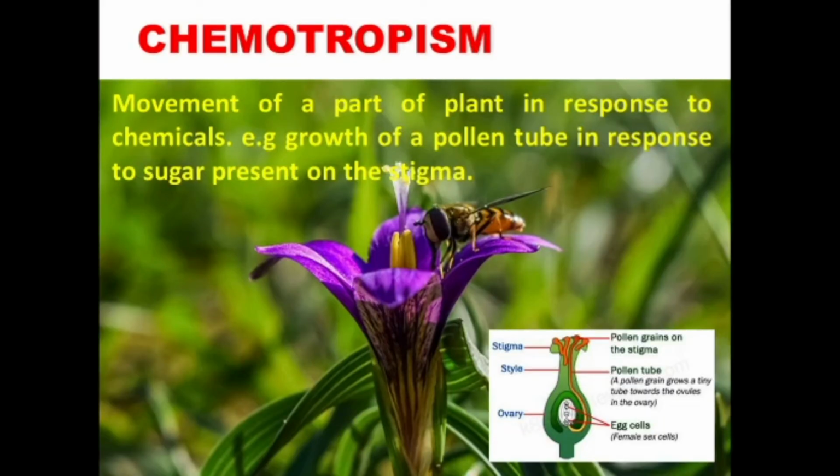Then chemotropism, the movement of a part of a plant in response to chemicals. The best example for chemotropism is the growth of a pollen tube in response to sugar present on the stigma. During the fertilization process, after pollination, the pollen grain reaches the stigma. Due to the chemical interactions between the pollen grains and stigma, the pollen grains start to germinate and the fertilization process will carry on.